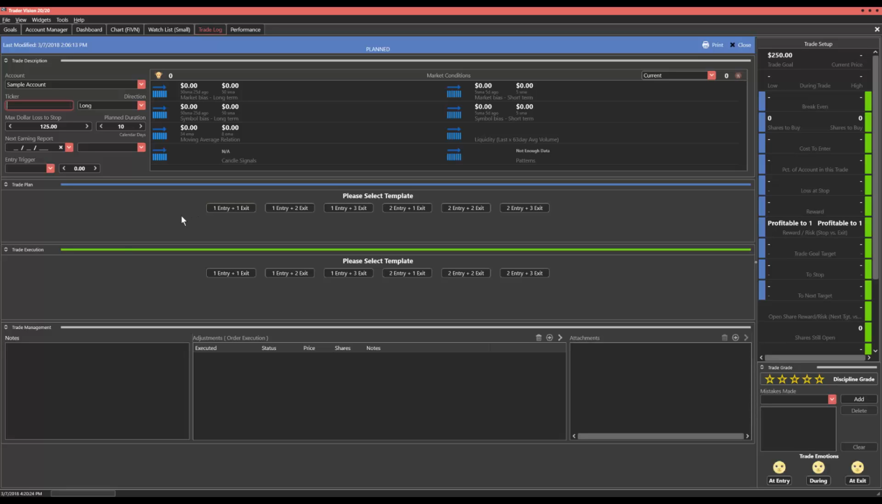Is there anybody here who has not seen Trader Vision before? If not, I don't need to go through an overview, and we'll just get into planning some trades. So let me just ask that question.